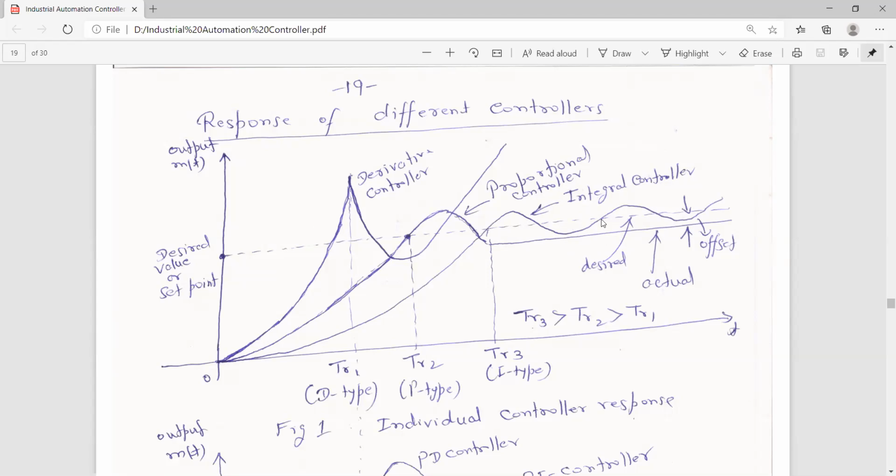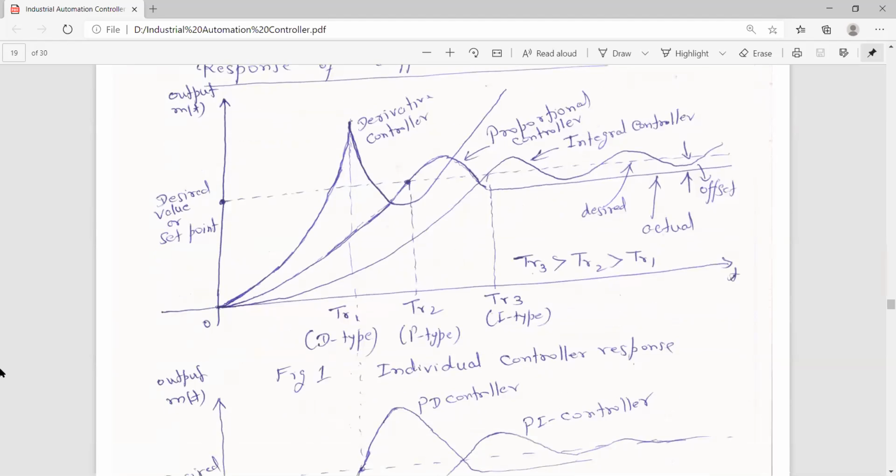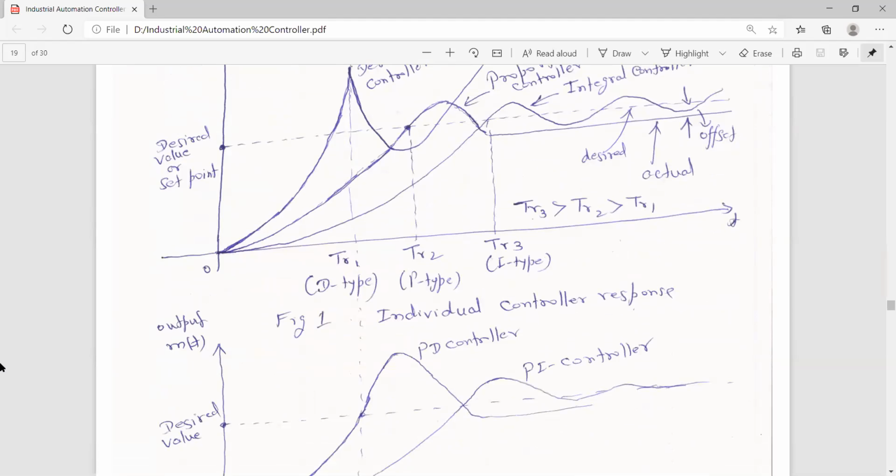Because of this, the integral controller is not used, and because of the faster, divergent response, the derivative is again not used. But if some error is tolerable, then only proportional can be used alone. So this is a comparison between the individual controllers.